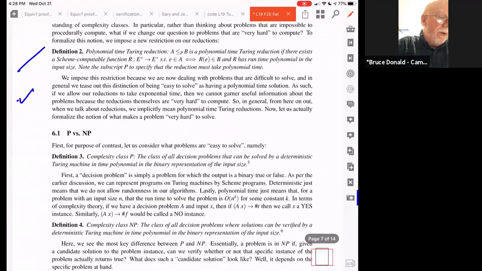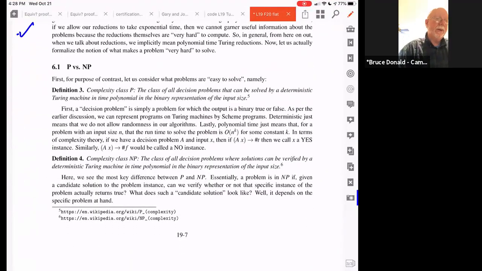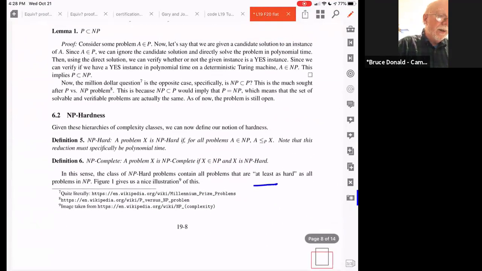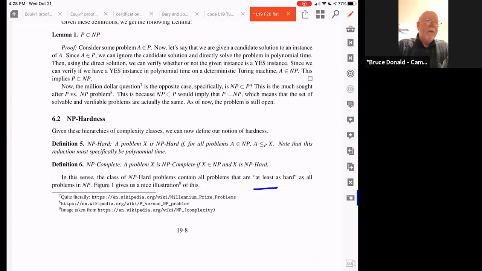And if you understand reductions, then you can start to see what the concept is here. The thing I want to say is that a problem is NP hard if for every problem in NP, you can reduce it to your problem X. Problem X is NP hard if you can reduce every problem in NP to it. Remember, reduce means Turing computable function and moreover it has to be efficient. NP complete is the same thing, but you actually know your problem is in NP, namely that you can guess an answer and verify it quickly.